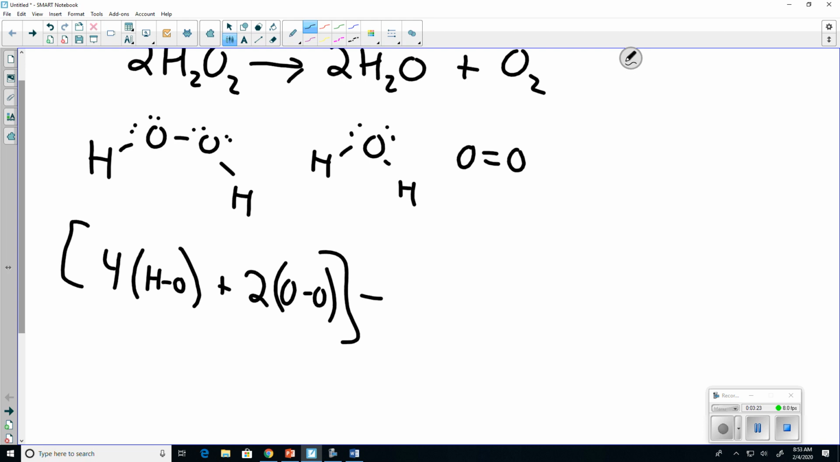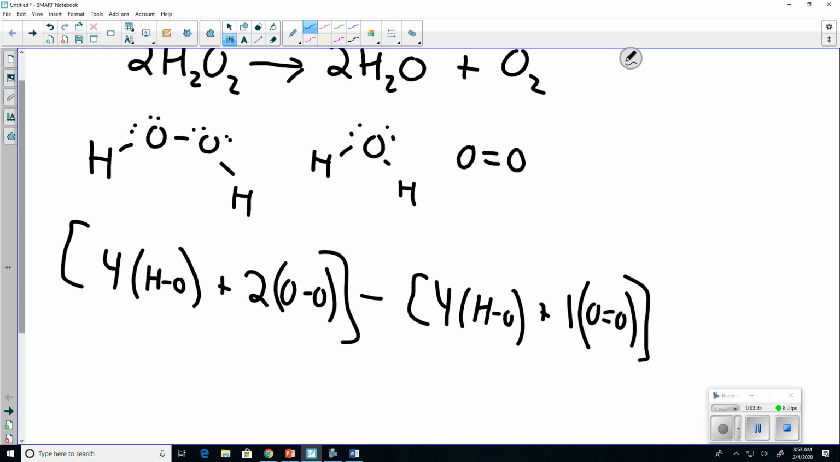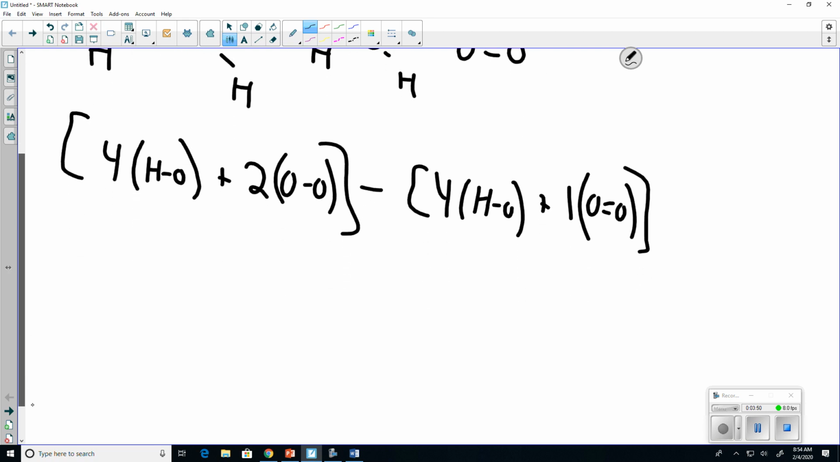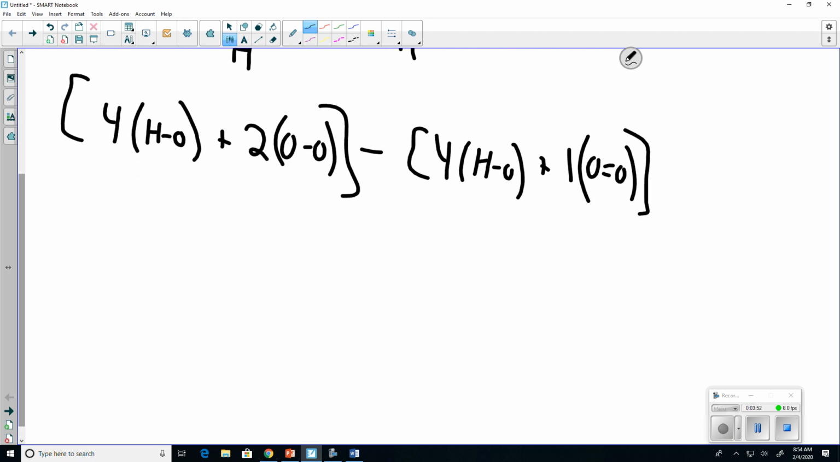So it's reactants minus products. And in the products, then, I have 4 of the HO, 1 of the O double bond O. Which, boy, before even plugging in numbers, you can kind of see that the 4 HOs on both sides would cancel each other out. So really, all you're doing is subtracting 2 of the OO single bonds versus 1 of the OO double bond.